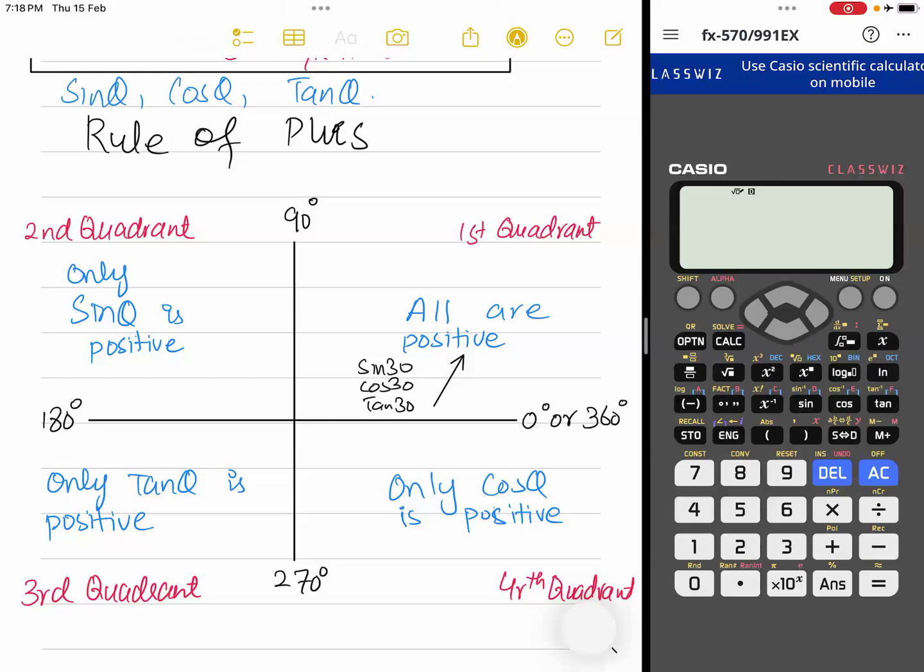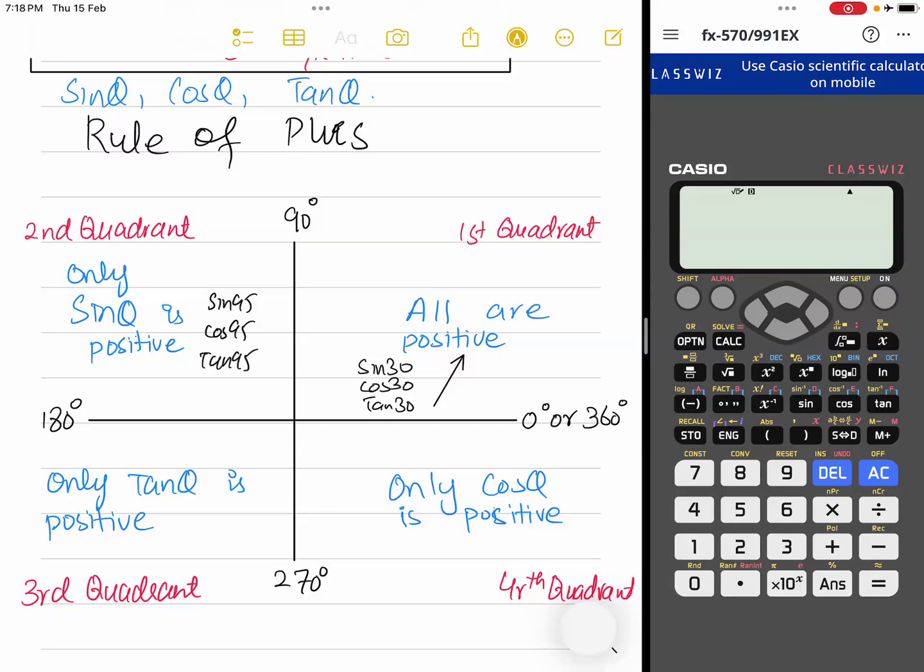Alright. See, beta, sine 30, the answer is half, it's positive. Cos 30, check, the answer is square root 3 by 2, it's positive. Check tangent 30. See, it is also positive. Now if I take sine 90, sine 90 is 1. So now let me take sine 95, cos 95, angles greater than 90 but less than 180, and tangent 95.